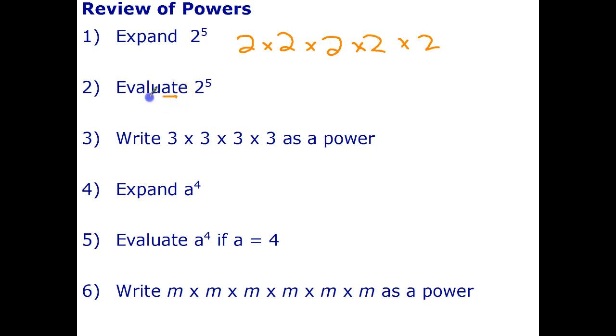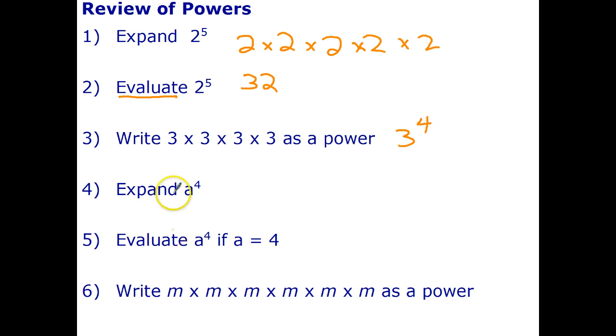Now, evaluate and expand look almost the same, but they're quite different. Evaluate means I want a number for the answer. So in other words, 2 times 2 is 4, times 2 is 8, times 2 is 16, times 2 is 32. So if you're asked to evaluate, your final answer has to be a number. Okay, if it's an expanded form, we can write it in what's called index form by writing it with a power. So I've got 4 threes multiplied together.